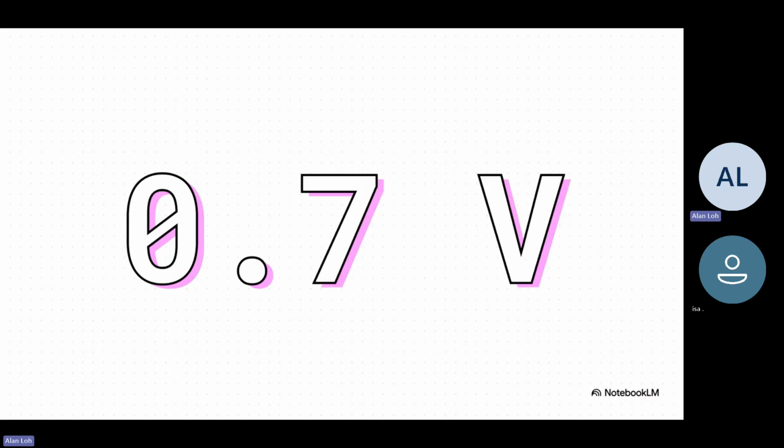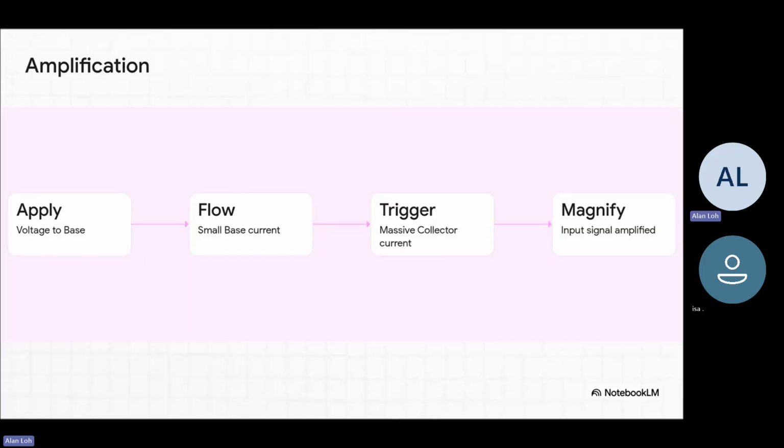0.7 volts. I want you to remember this number because it's kind of like a magical threshold. With a standard silicon transistor, you don't need some massive power surge to turn that knob we just talked about. You literally just need a tiny minimum base voltage of 0.7 volts to wake it up. The very second you hit that exact mark, the gate flies open, and it turns on that much larger collector circuit. Let's move on and see how this builds into something incredible, the amplification process.